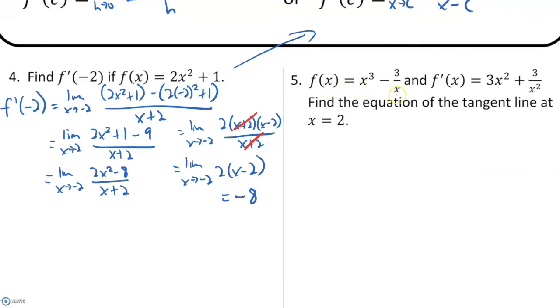F of x equals x cubed minus 3 over x, and I'm giving you the derivative. F prime of x equals 3x squared plus 3 over x squared. Find the equation of the tangent line at x equals 2.